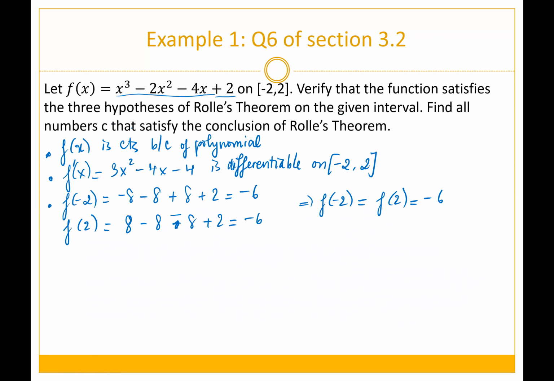Now it's asking us to find a number c that satisfies the conclusion of Rolle's theorem. Rolle's theorem says there will exist at least one value of c in between negative 2 and 2 such that f prime of c equals 0. So basically you're just trying to solve 3x squared minus 4x minus 4 equals 0. I will skip the algebra here because it's fairly self-explanatory, or we can try to figure this one out, but I will need my calculator for a moment.